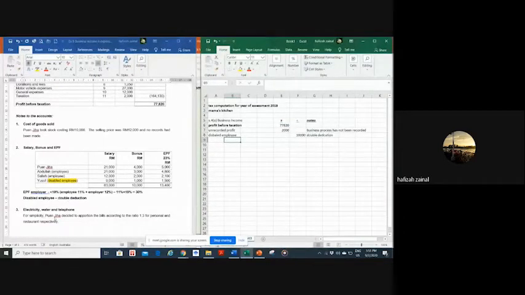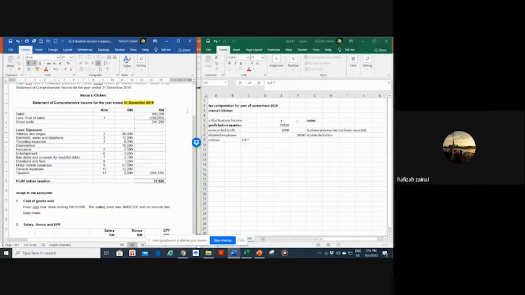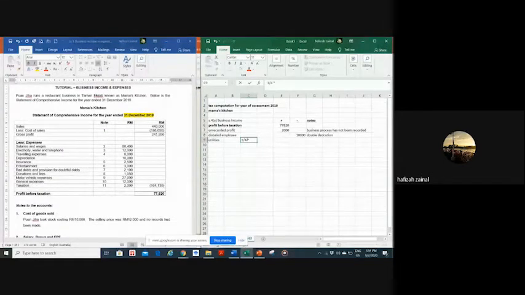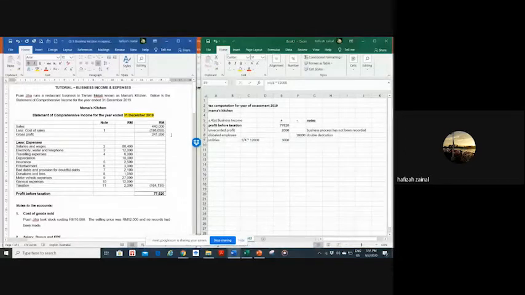Okay, next one, number 3, electricity, water, and telephone. For simplicity, Puan Jiha decided to apportion the bills according to the ratio 1 to 3 for personal and restaurant respectively. So what will happen is that a quarter of the utilities is actually for personal usage. We know that under section 33, if it is related to personal usage, it is not deductible, right? Therefore, here you would have utilities, 1/4 multiplied by the total utility of 12,000. Therefore you have 3,000. It's actually non-deductible. Why non-deductible? It's a private expense.